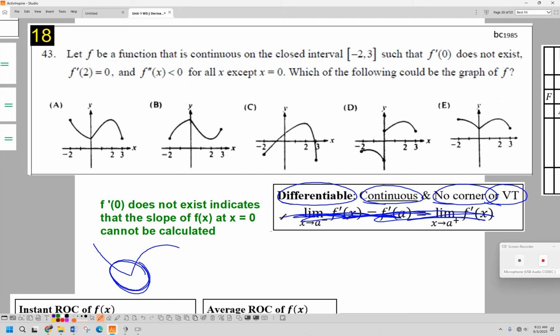So right here we have a corner, which means we cannot find the slope of this version of f at an x-coordinate of 0. But that's what the clue says we are looking for. We're looking for some version of f where f prime of 0 doesn't exist. This meets that requirement. F prime of 0 does not exist at that point.